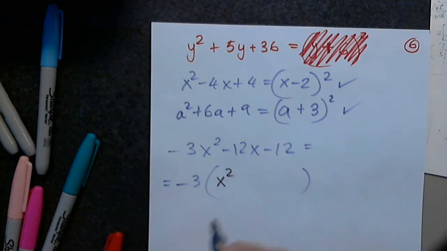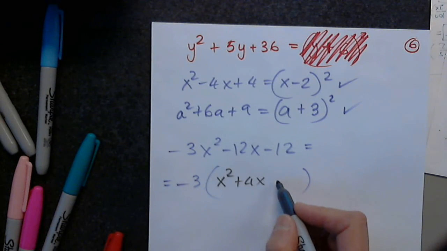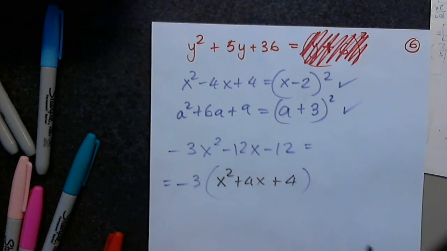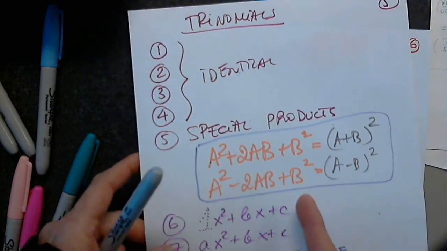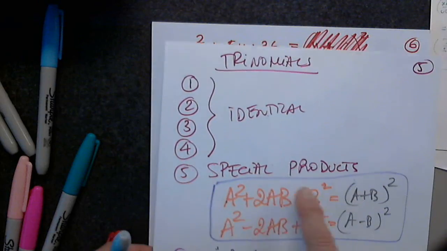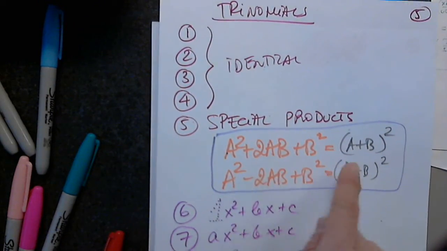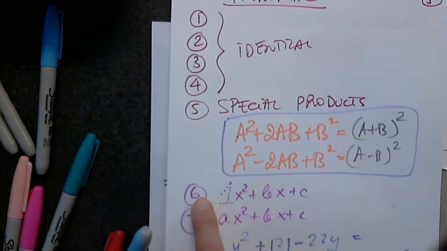Yes. If I put minus, when I distribute, I get positive. Good. Plus. Good. Let's check. Negative 3 times x squared, correct. Negative 3 times 4x, correct. Negative 3 times 4, correct. Now I'm looking inside. I hope for a special product because that's my next step in my strategy. I can't skip this. That's why this is number 5. And then if this doesn't work, then I go to 6 and 7.